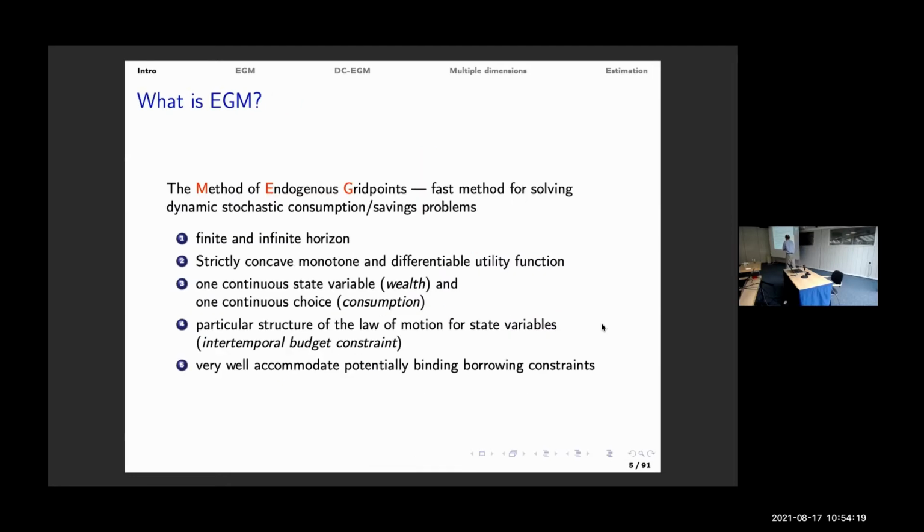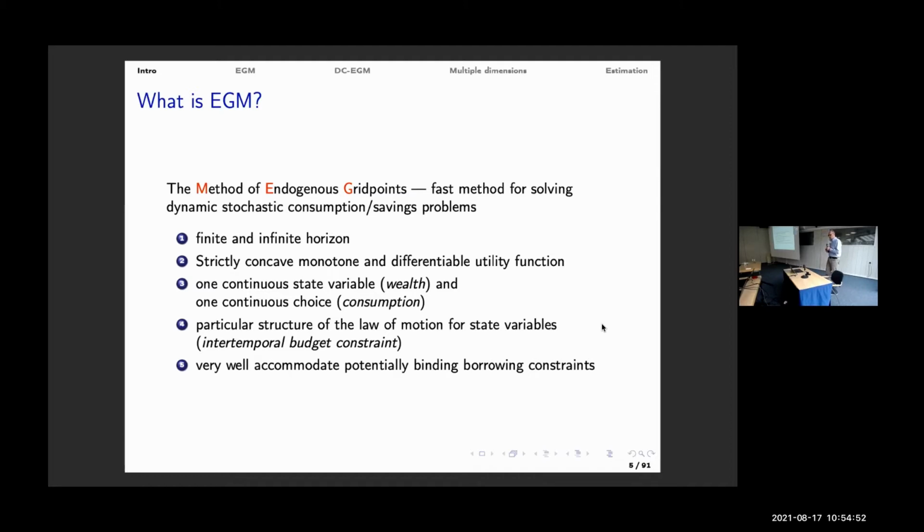All right, so what is EGM? A method of endogenous grid points. That's essentially a fast and really a miracle method for solving a very particular class of life cycle dynamic models. What's important to mention, it doesn't matter which horizon you have, it can be both finite or infinite horizon. You usually want to have a concave, monotone and differentiable utility function. Moreover, that's not on the slide, if the marginal utility is analytically invertible, that's when you get the most benefit, right?